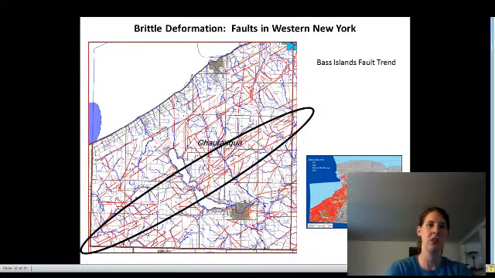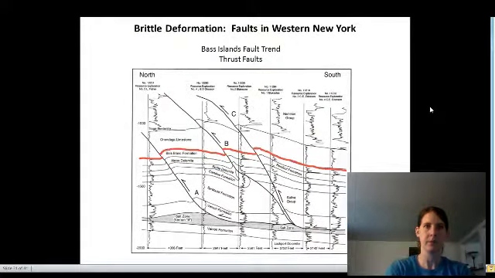So here it's showing it trends northeast. And this is just showing an example of the thrust fault subsurface as has been collected from some of the oil and gas exploration drills and some seismic data.